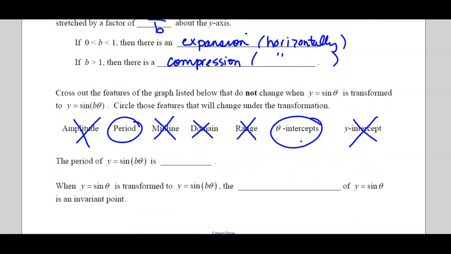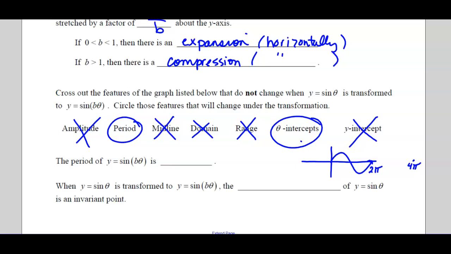Okay, so now the regular graph has a period of 2 pi. So again, if I do a regular graph, there's 2 pi. If I stretch that by 2, that point there would end up being over here. So if I stretch by 2, it would be 4 pi.